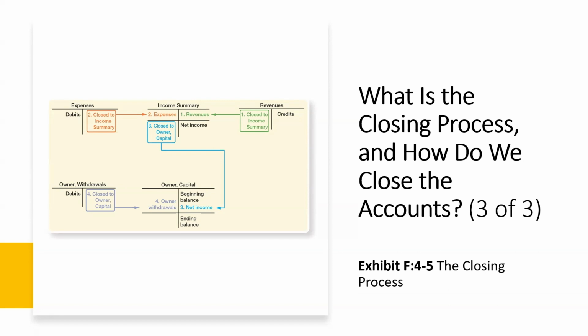As for the owner withdrawal account, which typically holds a debit balance, it is closed by crediting it for the balance amount. A corresponding debit is then recorded in the owner capital account to complete the closure.